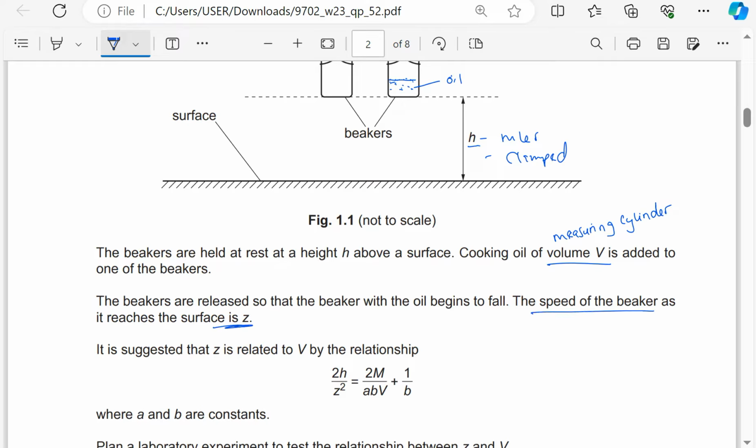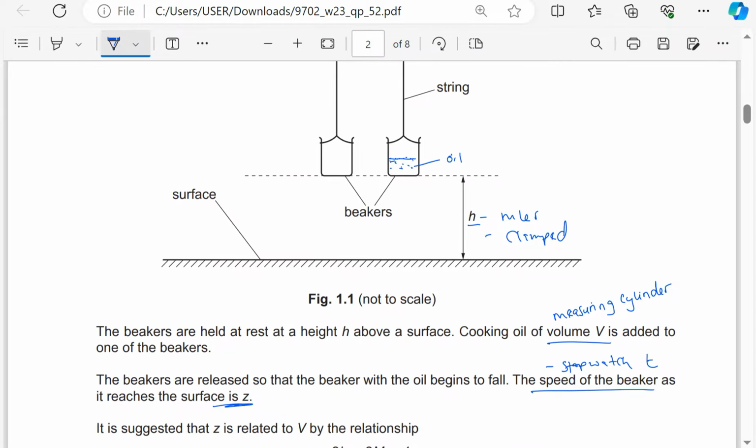So to measure speed, you will need the distance and time. So that means you will need a stopwatch or you may need light gates. But for this experiment, I will just use a stopwatch. When I use a stopwatch, I must repeat measurements to get an average value of z. So here I will just say I will need a stopwatch to measure t.